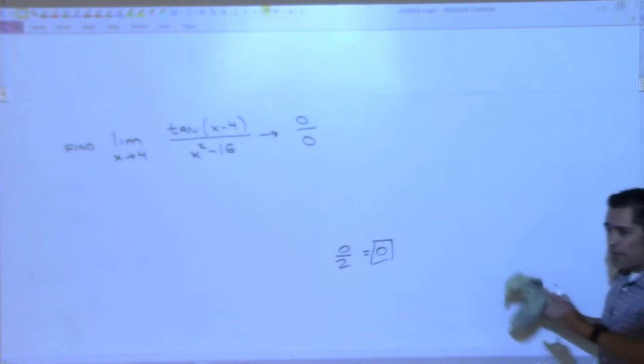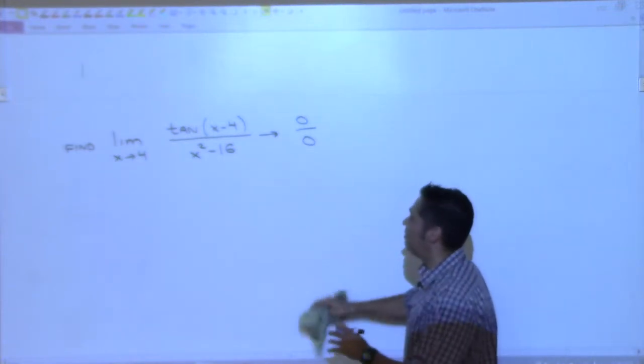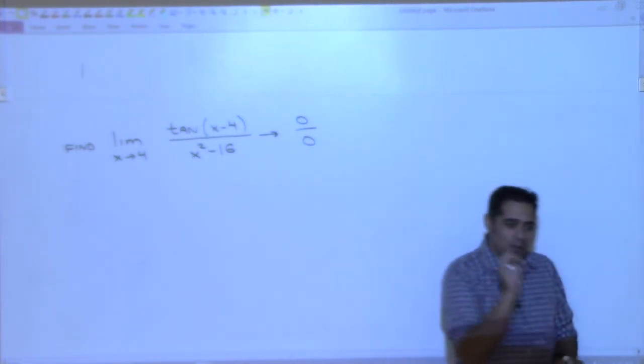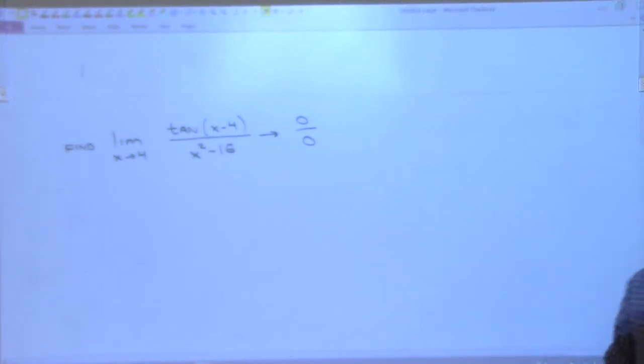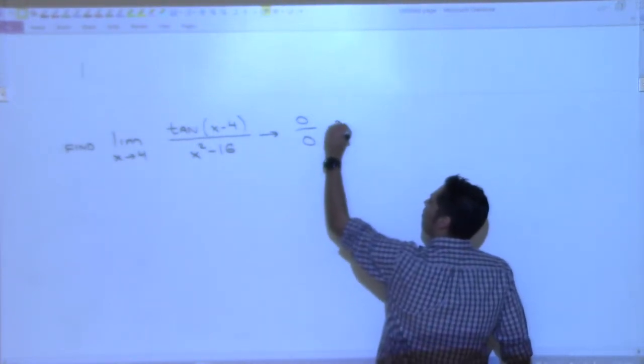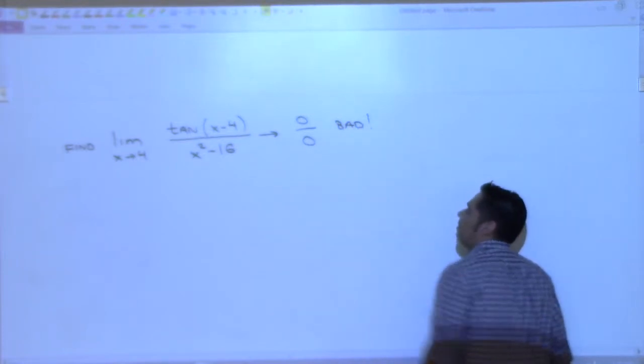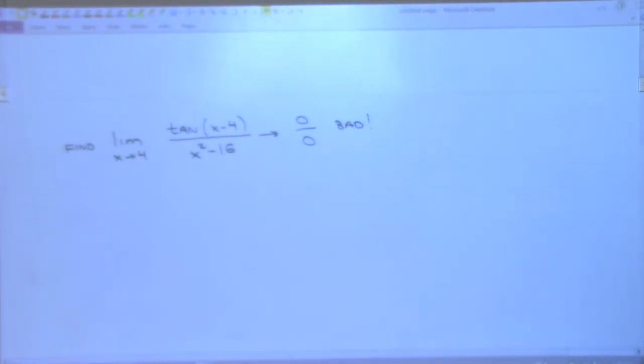Because I told you, don't forget that if your limit ever goes to a nice number, you're done. But that's not what happens. So we're in trouble. And all right. Anyone have any ideas?